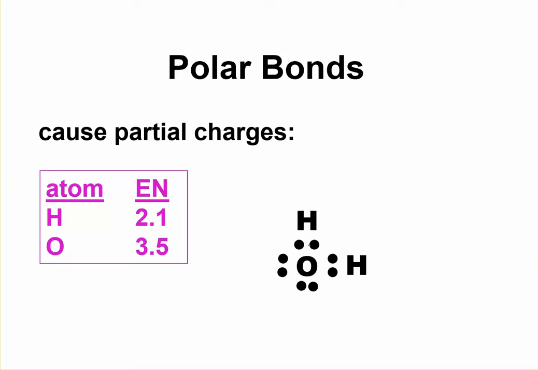If those two electrons spend more time with the oxygen, and so do these two, the oxygen's going to get a slight negative charge on it. And each of these hydrogens will have a slight positive charge.